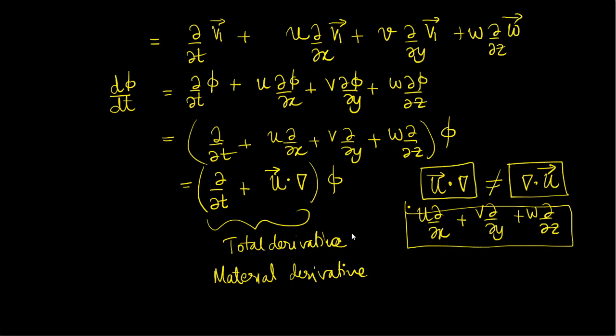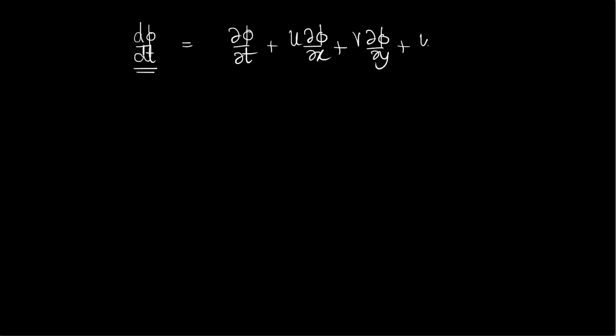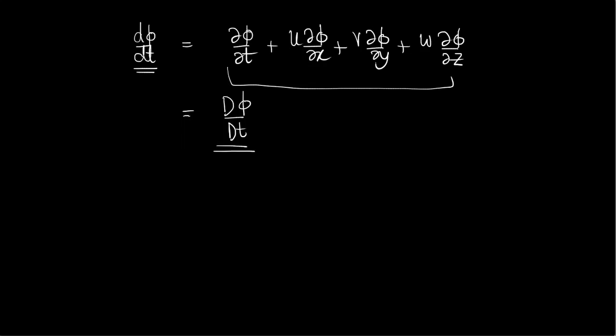So let me, if you have 2 more minutes, the derivation that we just did shows that d phi dt as seen from the Lagrangian viewpoint is del phi del t plus u del phi del x plus v del phi del y plus w del phi del z, and this is also the material derivative, total derivative. It is often called capital D phi by dt, and this capital D is to indicate that this derivative is done in an Eulerian frame.